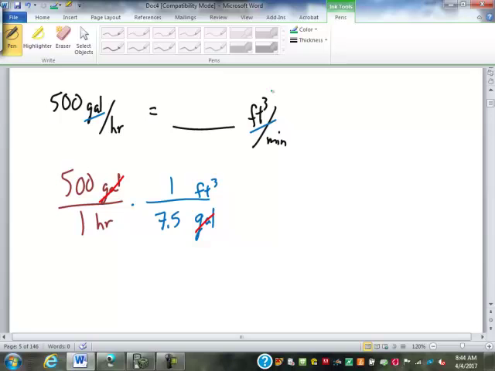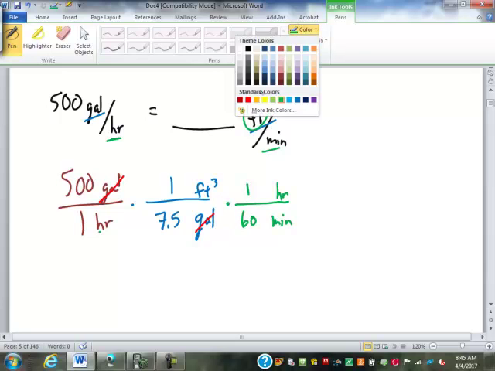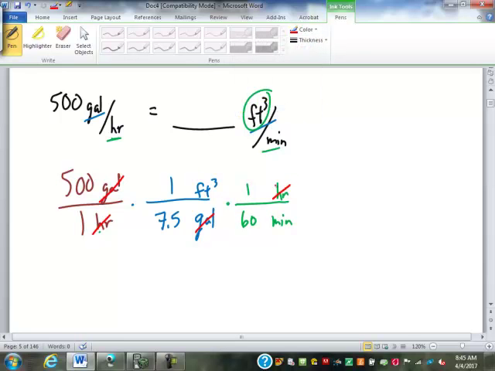We want the cubic feet. We don't want the hour. Where do I put the hour here to get rid of it? On top. Because it was on bottom, we put it on top so it cancels. And we're changing hours into minutes. Our relationship? 1 hour equals 60 minutes. So the hours cancel out. We now have cubic feet on top and minutes on bottom, which is what we want.